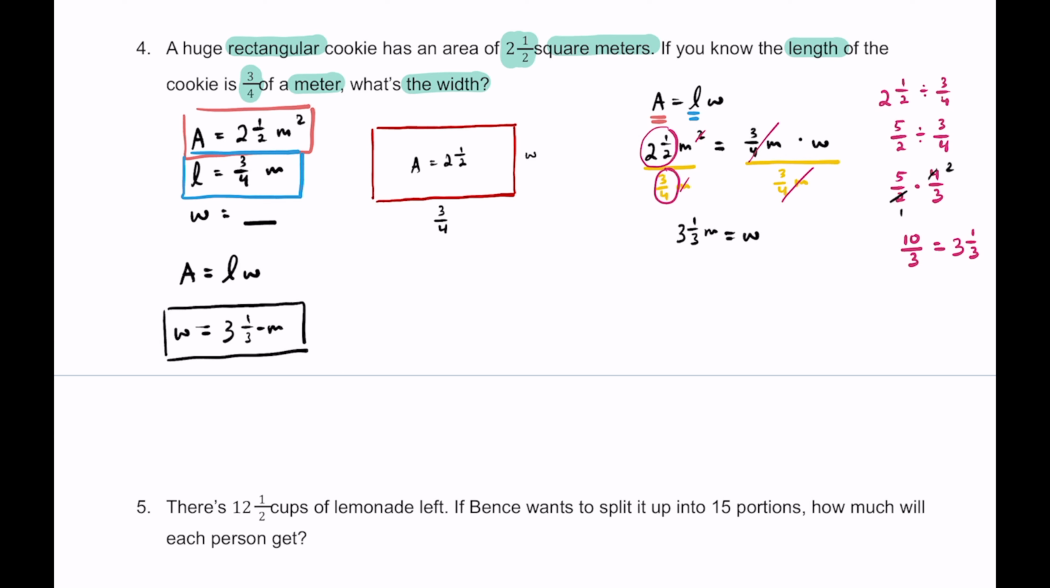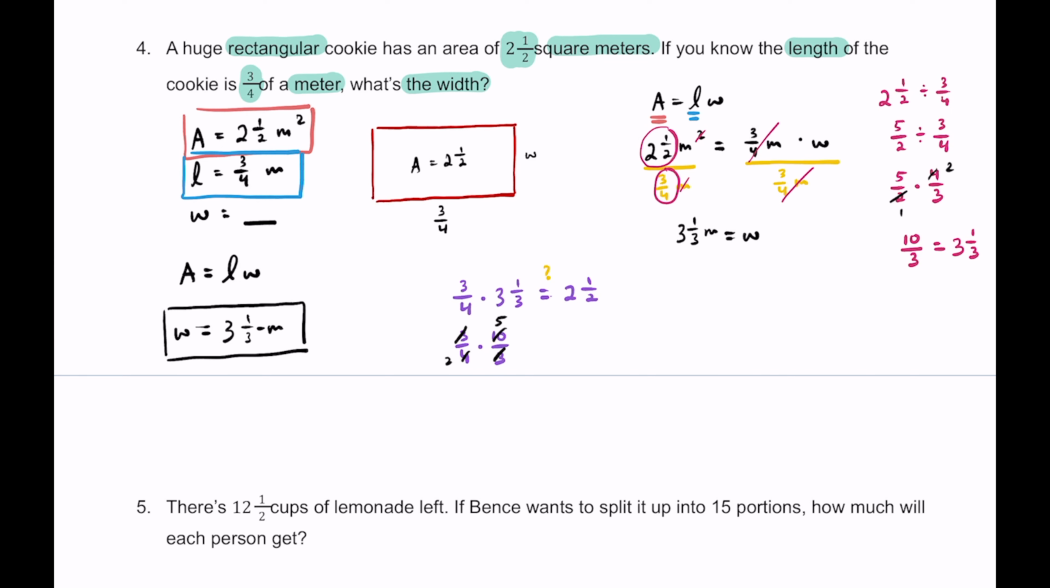If you want to check this to make sure it works, right, then we can say this 3/4, the length, times width, the answer we got was 3 1/3. Hopefully that equals 2 1/2, right? If it divided, then we should be able to check by multiplying. And if you do this, this would be 3/4 multiplied by 10/3. And these 3's will cross cancel. The 4 and 10 can cross cancel to make 2 and 5.